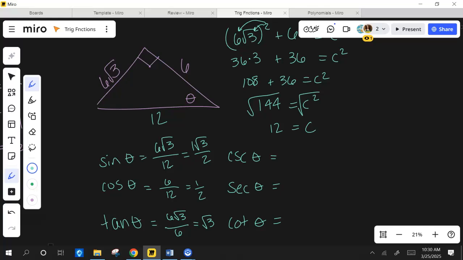No, opposite over adjacent. Sine is opposite over hypotenuse. Cosine is adjacent over hypotenuse. And tangent is opposite over adjacent. Yep.